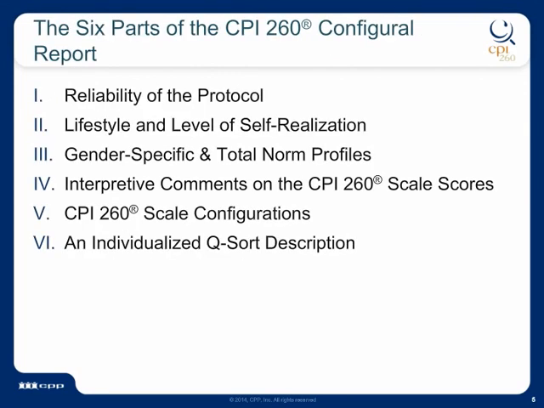The first four parts of the CPI 260 Configural Report will be familiar to CPI 260 users, as information of this sort is provided in the existing client feedback report. These four parts provide the basic information that you need to begin conducting a CPI 260 interpretation. Parts 5 and 6 are all new for the CPI 260 assessment, and they bring fine-grained detail to your interpretive process. Let's quickly walk through the 6 parts of the CPI 260 Configural Report.